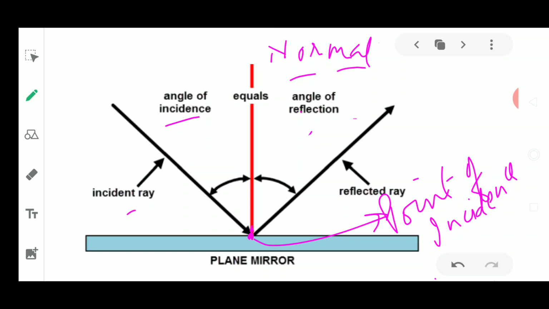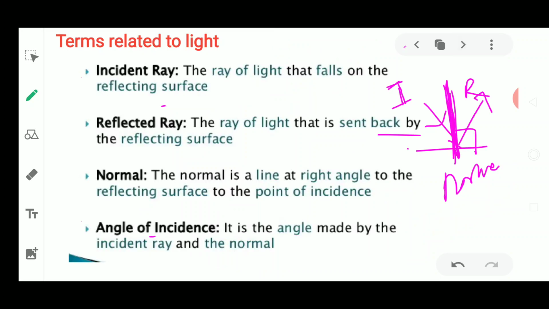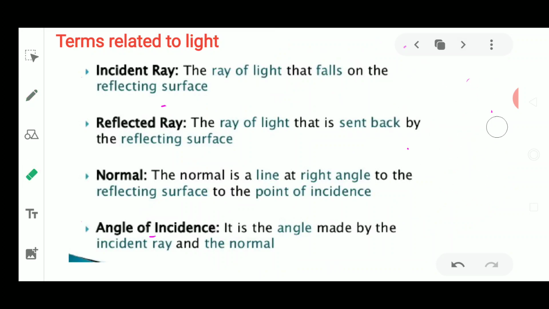Now what is this point of incidence? I think it is very clear. The point at which the incident ray falls and strikes the plane mirror is known as the point of incidence. And from this point of incidence we always draw the normal, which divides the angle between these two rays into equal halves. So this was all about the terms related to the light chapter, which are common to both phenomena we have to study in this chapter, reflection and refraction.